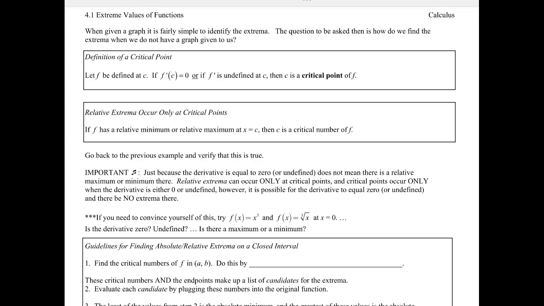When we're given a graph, it's fairly simple to identify the extrema. The question is asked then, how the heck do we find the extrema when we don't have a graph given to us? Well, that's when critical points come into play.